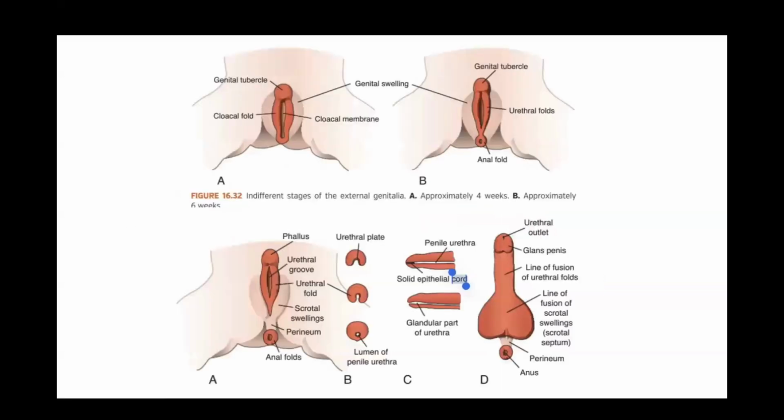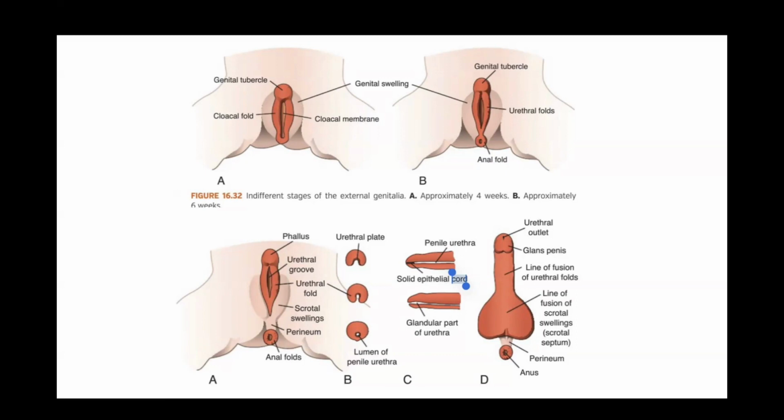Now we talk about external genitalia. Just like we saw with the gonads, we always start off with an indifferent external genitalia. The characteristics of this indifferent external genitalia consist of a genital tubercle, a cloacal membrane, the cloacal fold, which is essentially just an aggregation of mesenchymal cells that have migrated to either side of the cloacal membrane, and the genital swellings.